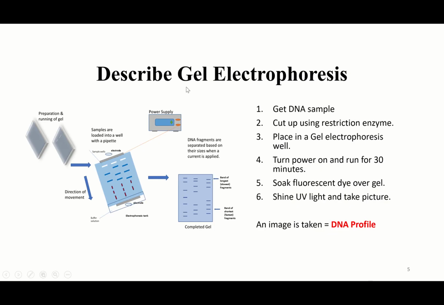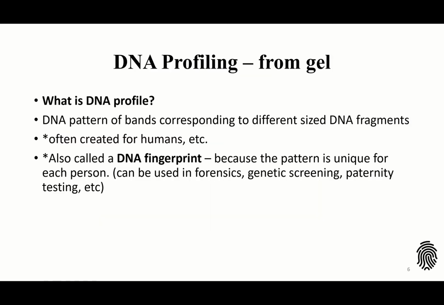Right. Describe gel electrophoresis. First thing, you get the DNA sample, and second thing is cutting it up using the restriction enzyme. The restriction enzyme cuts the DNA at specific places, and then you place the cut up segments in a gel electrophoresis well. You turn the power on and run for 30 minutes. And then you soak the gel in a fluorescent dye. And the last thing you do is shine UV light and take a picture. The picture taken is called the DNA profile.